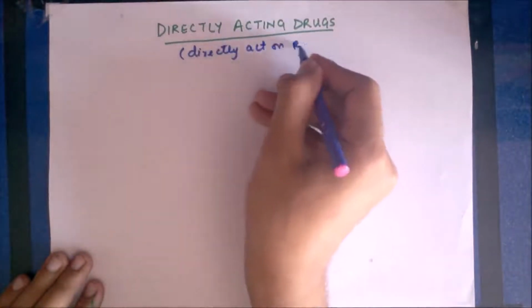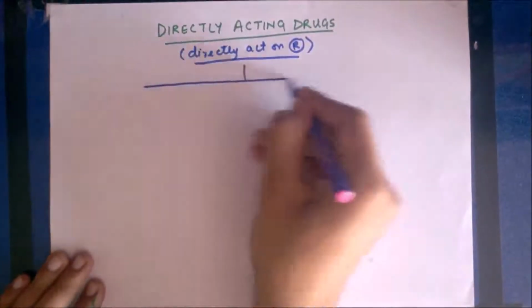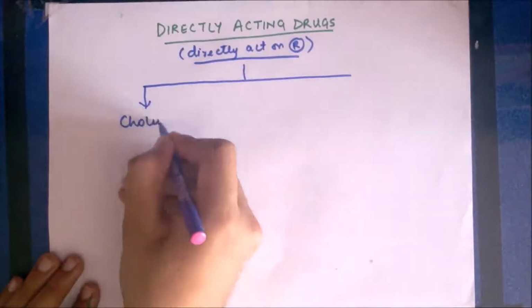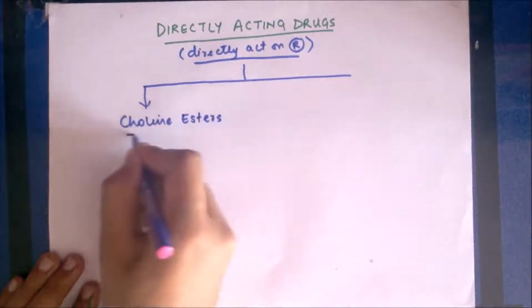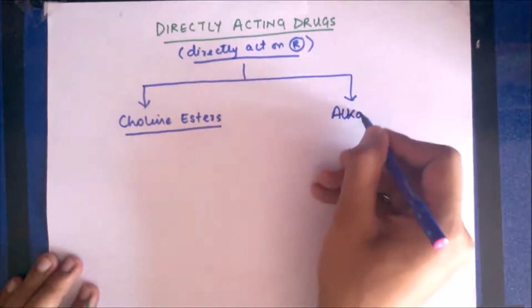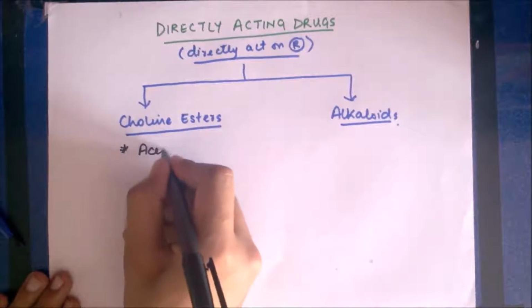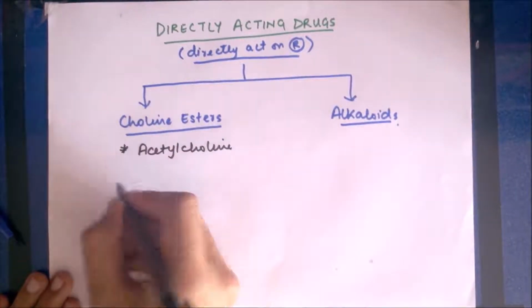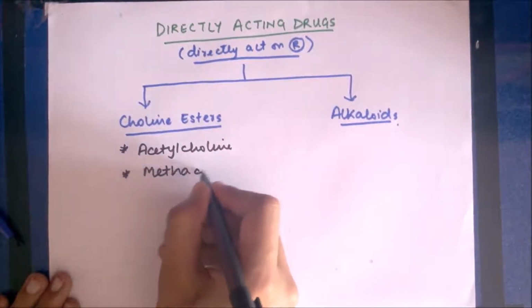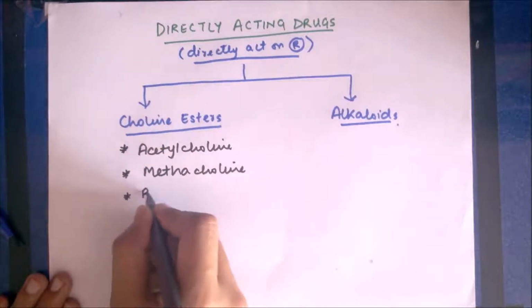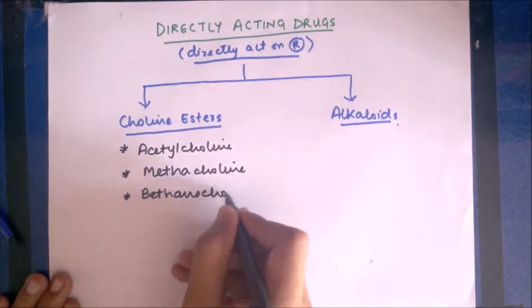As we know, these drugs directly act on receptors, so they can be classified into two types. These can be choline esters or they can be alkaloids. Choline esters are the esters of choline and some other substance. So the prototype drug in this class is acetylcholine. These also include drugs such as methacholine, bethanechol, and carbachol.